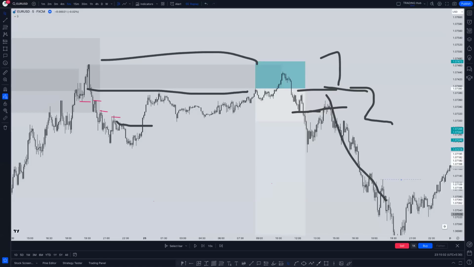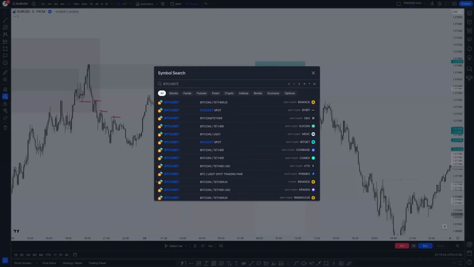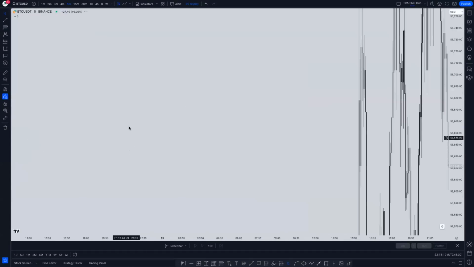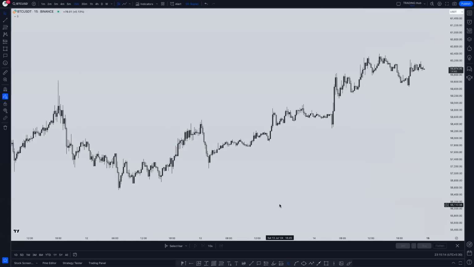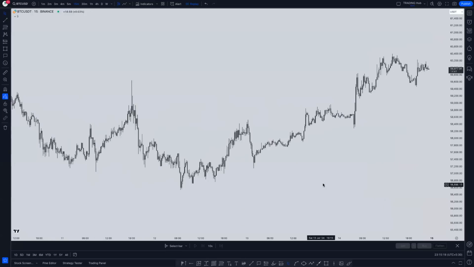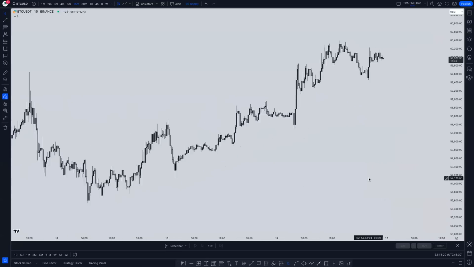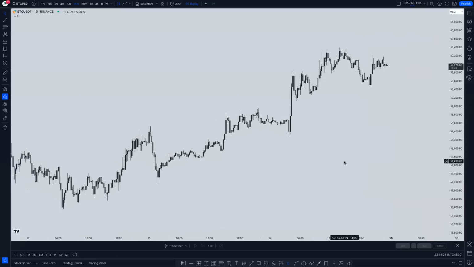So we move on to the Bitcoin chart. Okay, let's cover Bitcoin. So this is a Bitcoin chart in a 50-minute time frame. Everyone, firstly, mark the structure at the current price here.